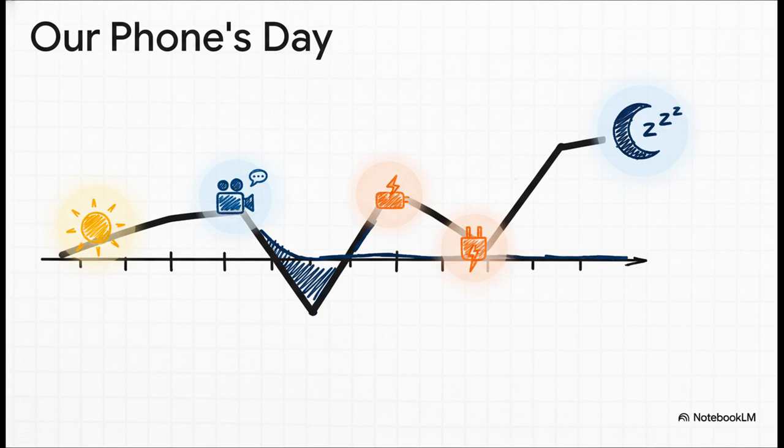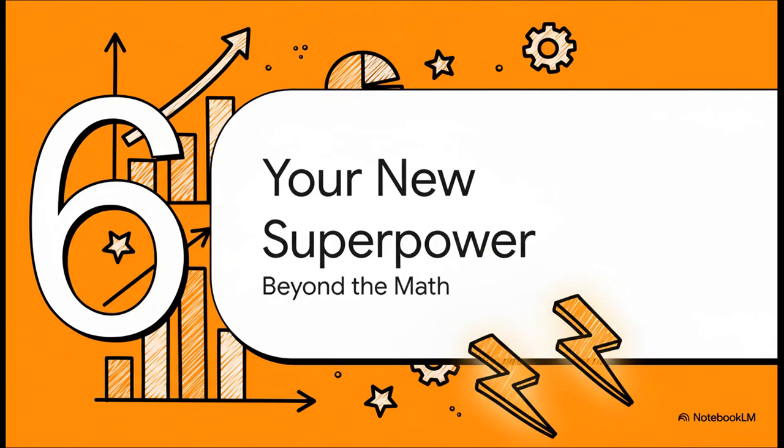Then, in the evening, relief. We see this quick, straight shot upwards, a linear increase. They plugged it in. And finally, overnight, once it's fully charged and just sitting there, the line is totally flat. No change at all.